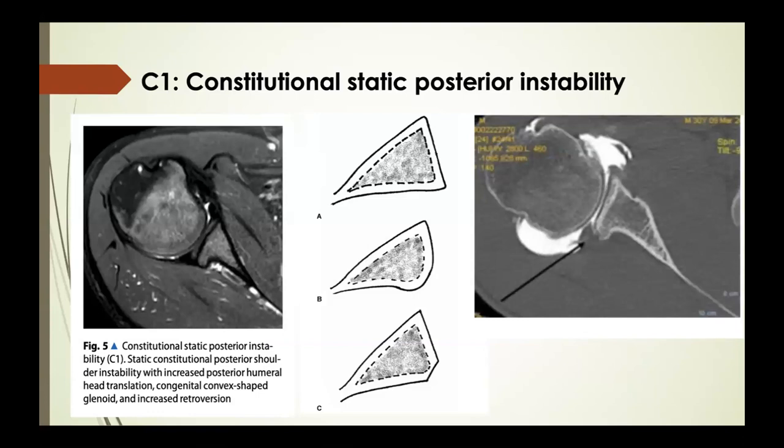The second image shows the axial cut of CT visualizing the presence of dysplasia in the glenoid and retroversion. The first image is normal. B is the lazy J rounded glenoid deficiency, and C is the triangular delta bony deficiency.